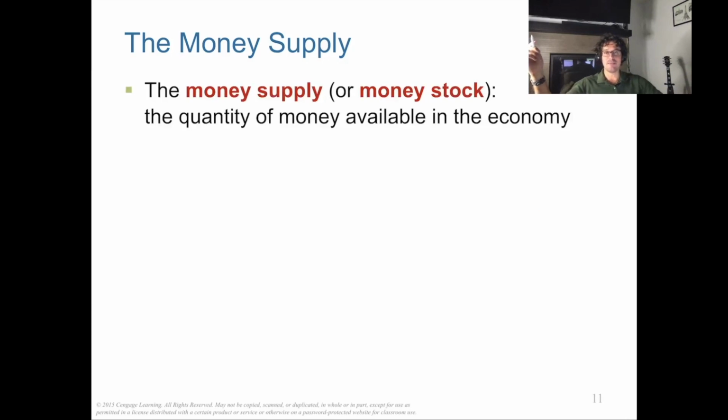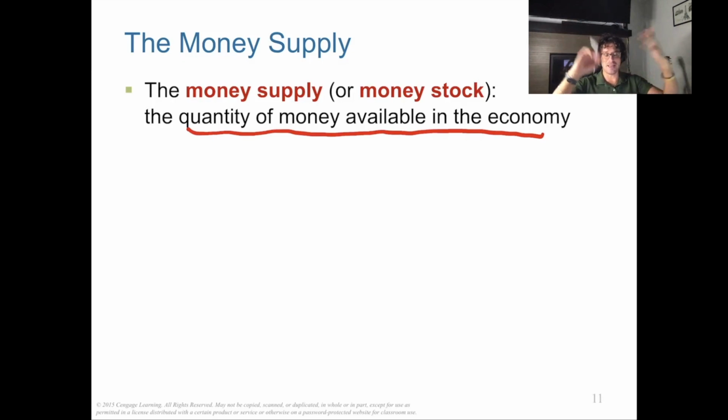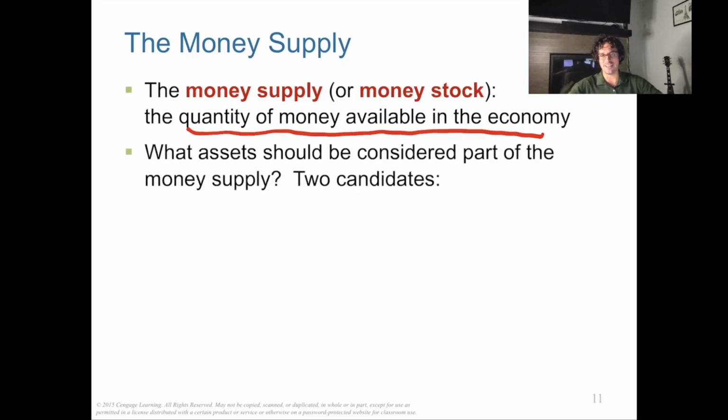Money supply. The money supply, or money stock, is the quantity of money that is available in the economy. Importantly, money supply is always equal to the money demand. We are economists. We know that the quantity in equilibrium that we observe has to be such that the supply is equal to the demand. So what is the money supply? It is the quantity of money that is available in an economy.